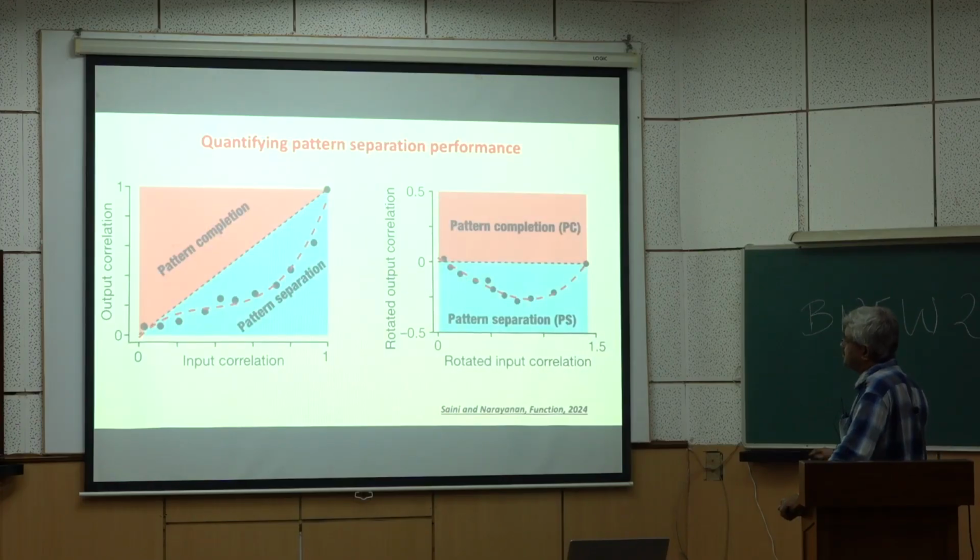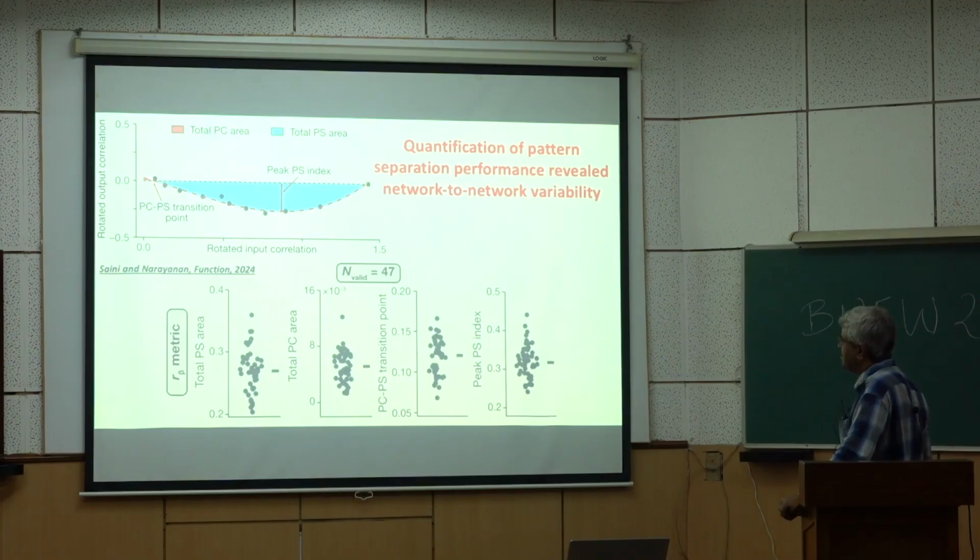Right? So how did you quantify this? So this is what I showed you. So that is input correlation, this is output correlation, that's the 45-degree line. This side of it is pattern separation, that side is pattern completion. He rotated this, got this curve along this axis, computed, fitted a polynomial to it, and had a bunch of metrics from there: computed the area under the curve for the negative part, the area under the curve for the positive part, the peak pattern separation index, and the transition point between pattern completion and pattern separation, and the 47 networks that he had. You see that there is wide variability over there also.